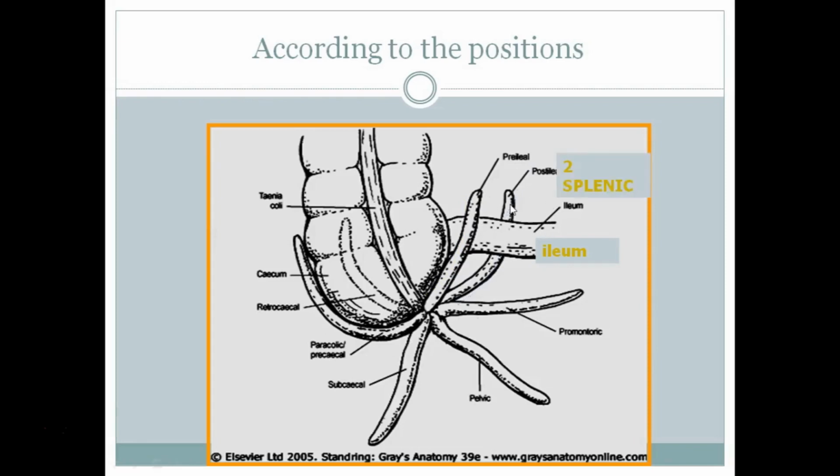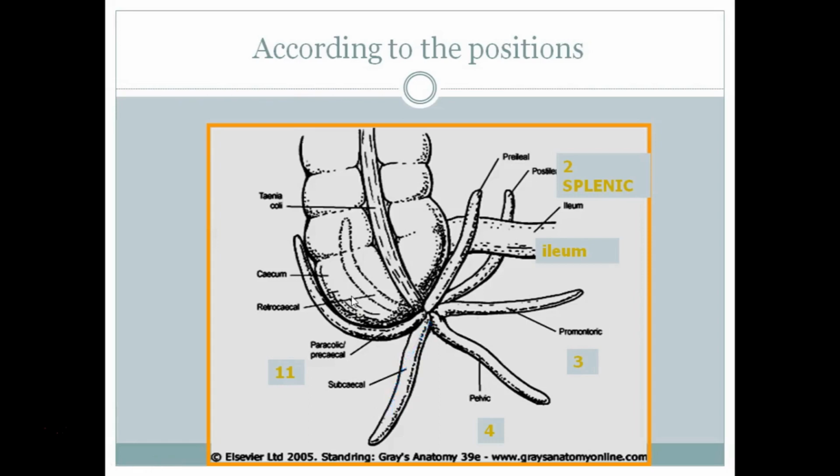Another one we will call the 3 o'clock position, which is the promontoric position, and it is directed to the sacral promontory. Then we have the pelvic position, which is otherwise called the 4 o'clock position, which is going towards the lesser pelvis of the hip bone. And then we have the subcecal position, which is around 6 o'clock actually. This is the 6 o'clock position, and it is going towards the inguinal region.